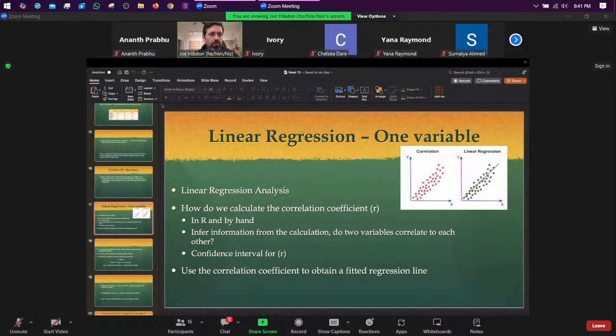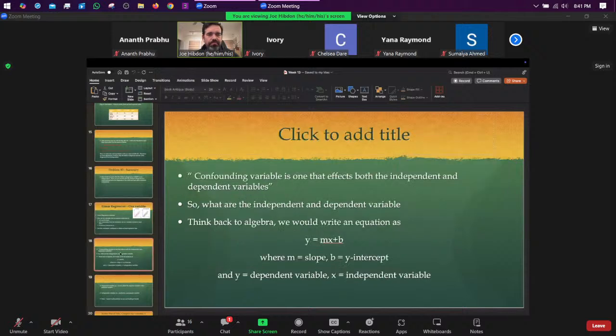I was going to play with something and mess with our design here. But the confounding variable is one that affects both independent and dependent variables, right? We said we're measuring the effect of exercise on blood pressure. So exercise was the independent variable. That's the one you're changing, how much exercise you do. You cannot change your blood pressure.